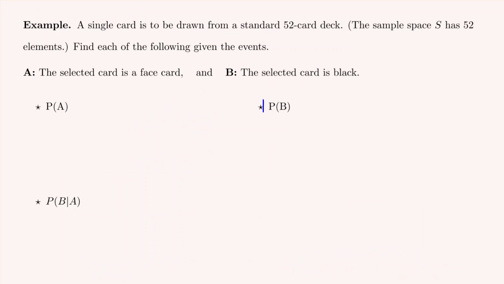So in our next example, we have that a single card is drawn from a standard 52 card deck. So our sample space is the 52 possible cards that we could draw. And we're asked to find the probability of each of the given events. So event A is that the selected card is a face card. And if we think through our face cards, or we look back earlier in our notes to the table of different cards, we know that there are 12 face cards, 3 from each suit.